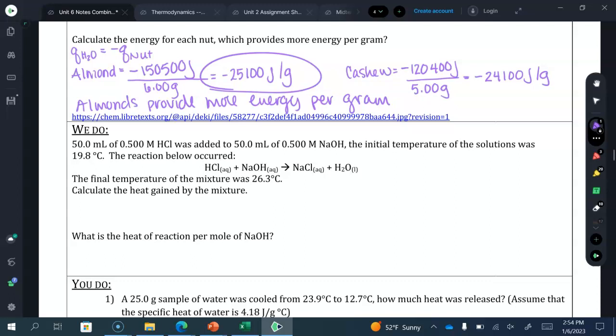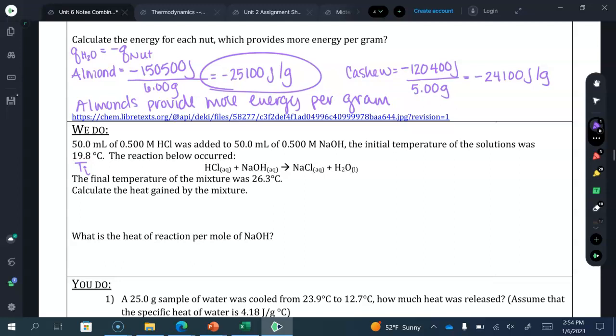Okay, so now for our you do. We're going to take this in steps, and I'm going to ask you to do calculations as we go. So make sure you're ready to pause the video quickly. 50 milliliters of 0.50 molar hydrochloric acid is added to 50 milliliters of 0.5 molar sodium hydroxide. The initial temperature of the solutions was this amount, so this is our T initial. The reaction below occurred, so we have a neutralization reaction. The final temperature of the mixture is 26.3 degrees Celsius. Calculate the heat gained by the mixture.